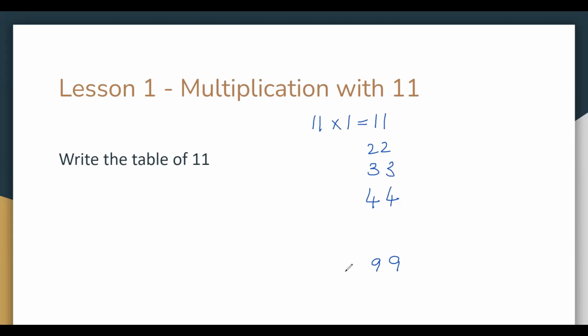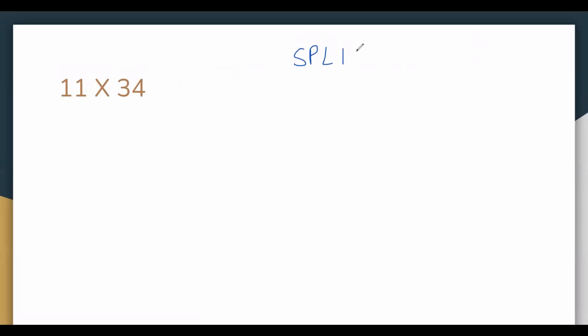If you have to multiply 11 with a one-digit number, this is very easy and everyone knows how to do it. But if you have a two-digit number which you have to multiply with 11, is that also easy? Let's have a look. Here we have 11 times 34. What we have to do is very easy. We just have to follow the split and add method. The first step is split, and the second step is add. It's a two-step process which helps you to multiply any two-digit number with 11.